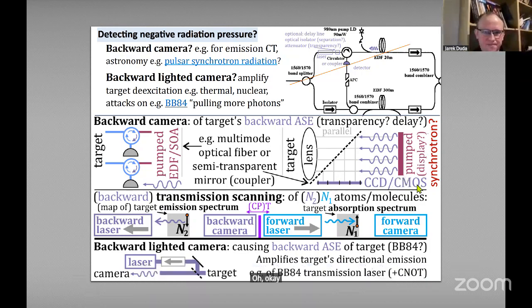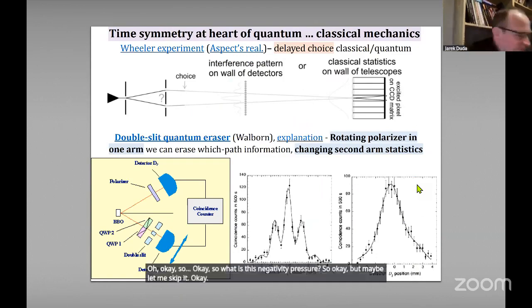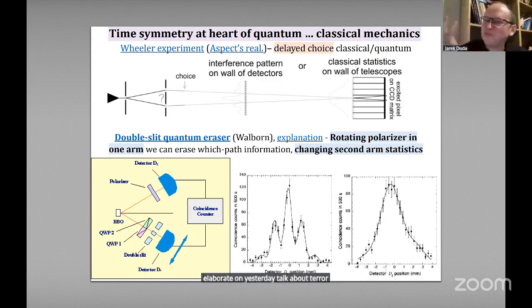Okay, so what is this negative radiation pressure? Okay, but maybe let me skip it. Maybe let's now go to more elaborate on yesterday's talk by Tere. Maybe let's now go to the more controversial part.